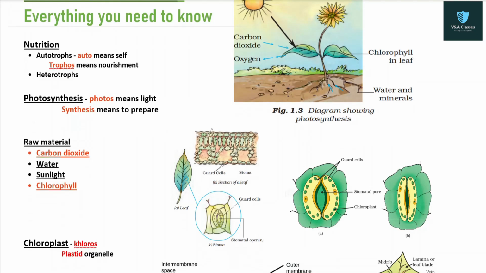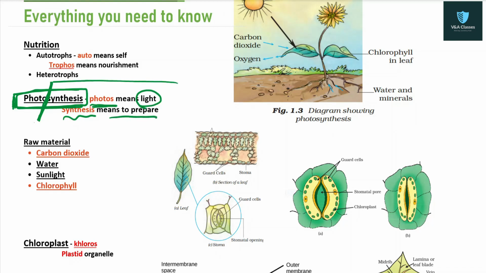Again, what is the meaning of photosynthesis? It is a big term. Anywhere you see a big terminology in biology, split the term into two and find the meaning of the root words. This will make the understanding easier. So if we split this, it consists of photos, which means light, and synthesis, which means to prepare. So photosynthesis means preparing the food by means of light.